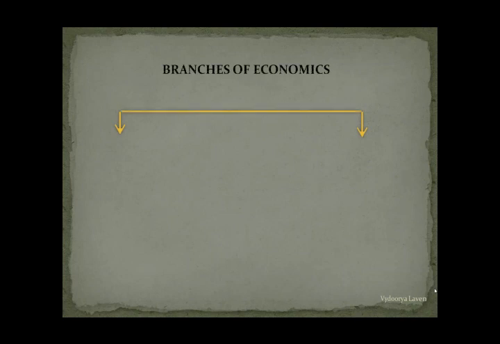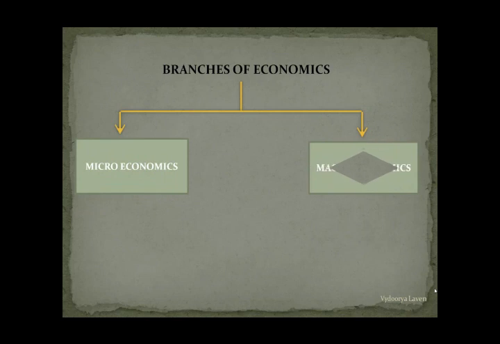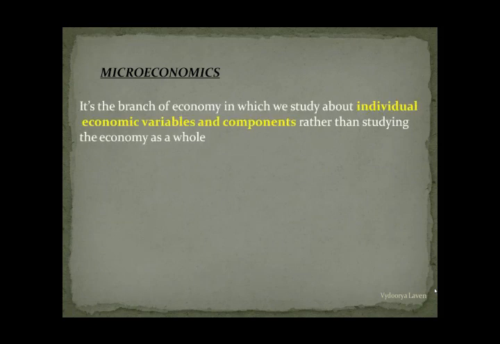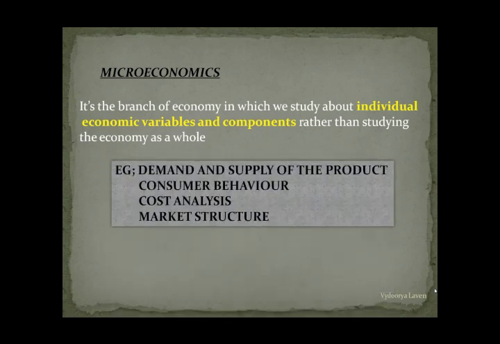And now let us look into the branches of economics. Economics mainly has two main branches. One, the microeconomics, and the other one is the macroeconomics. And now let us look into what is microeconomics. It is the branch of economics in which we study individual economic variables and components rather than studying the economy as a whole. The examples are the demand and supply of the product, consumer behavior, cost analysis, and the market structure. And now let us look into the macroeconomics.